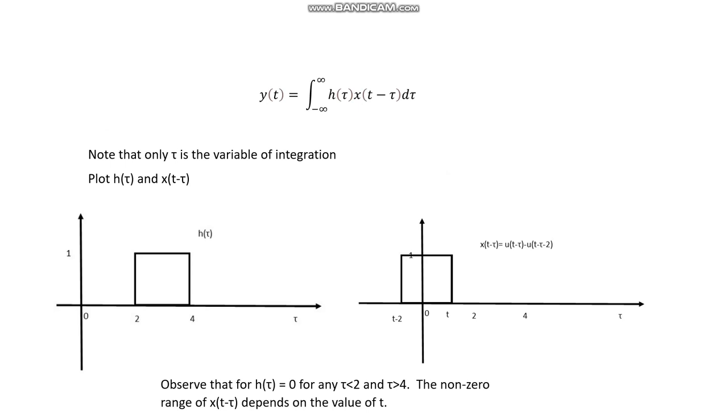Now, looking at h of tau, we see right away that tau has to vary between 2 and 4. Because for any other value of tau, h of tau is 0, and the y of t is also 0. Now, the value of x of t minus tau, of course, depends on the value of t.